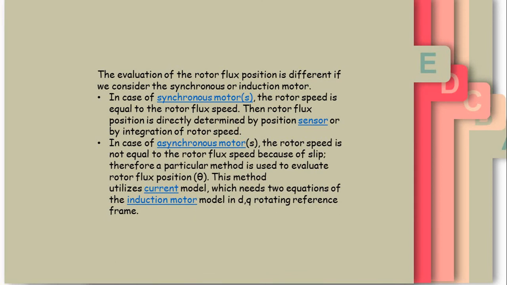The evaluation of the rotor flux position is different if we consider the synchronous or induction motor. These are the two cases when operated as a synchronous motor and as an asynchronous motor. In a synchronous motor, the rotor speed is equal to the rotor flux speed. But in an asynchronous motor, the rotor speed is not equal to the rotor flux speed because of its slip. Therefore, a particular method is used to evaluate the rotor flux position in an asynchronous motor. This method utilizes a current control model, which needs two equations of the induction motor model in the dq rotating reference frame.